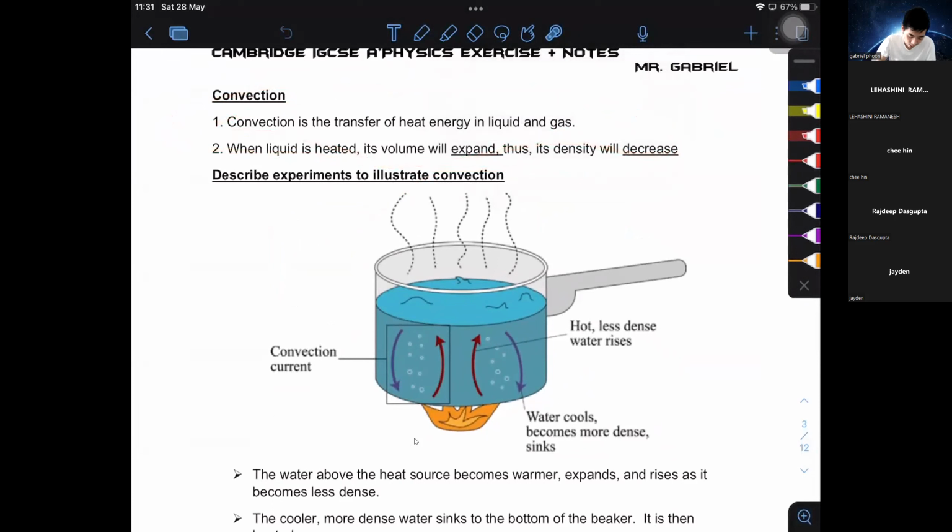Okay, so if you look at the statements here, they are quite self-explanatory at this point. Convection is the transfer of heat energy in liquids and gases, like I mentioned just now. When a liquid is heated, its volume will expand and thus the density will decrease. Exactly like what I've mentioned, because when you heat up, the density decreases, it rises up, replacing the colder molecules downwards, and the whole process will start repeating itself again.